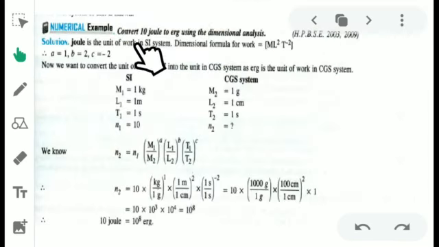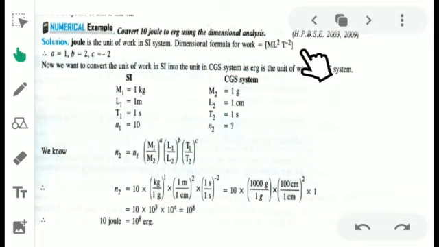We are going to solve one question. Convert 10 joules to erg using dimensional analysis. First step: joule is the unit of which physical quantity? Joule is the unit of energy, work. Then you write the dimension of energy, that is M1 L square T minus 2.